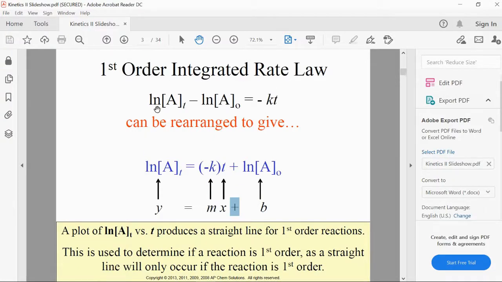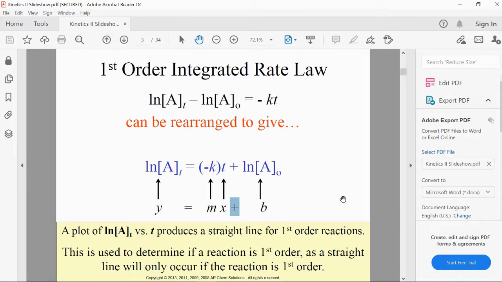So you can take this first order integrated rate law and rearrange it just by moving some of the variables around. And this is kind of useful because if we put it into this order, then now we have y equals mx plus b order. And what this means is that if I plot natural log of A at some time versus time, it will give me a straight line for that first order reaction.